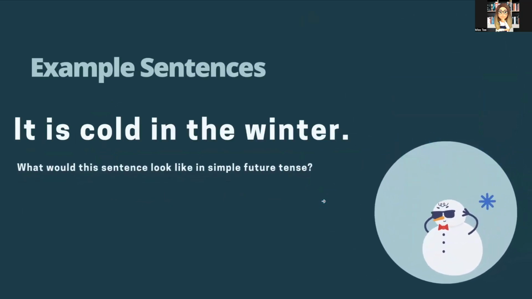So here's our example sentence. It is cold in the winter. This is in the simple present tense. Now, how would we change this to look in simple future tense? How would this sentence look in simple future tense? How do we change that to make it simple future tense?